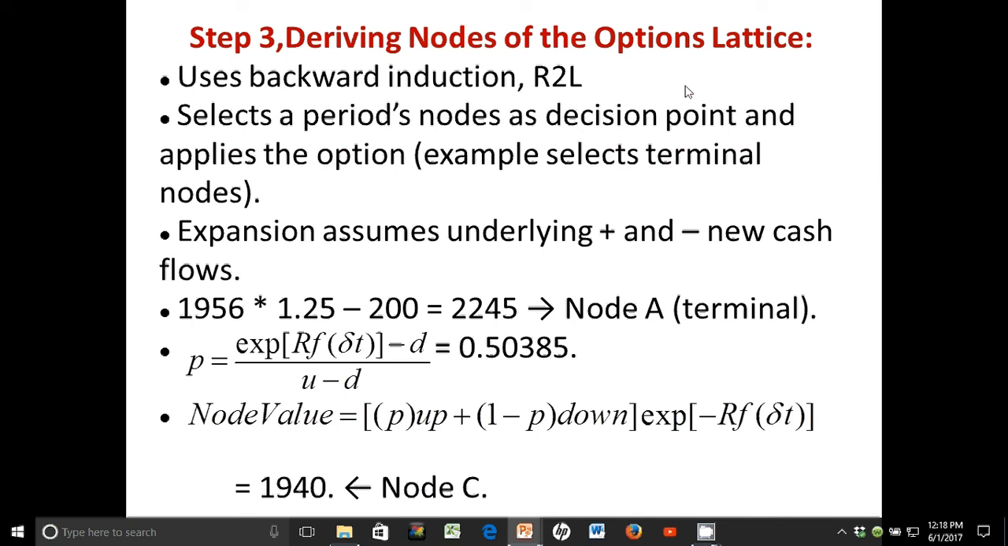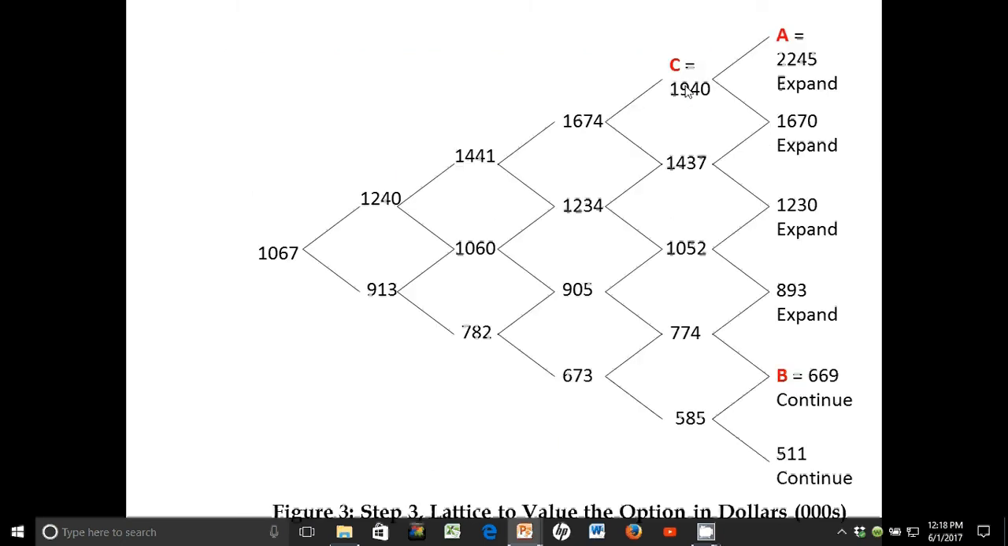To calculate node value, we use a risk-neutral probability for the up jump U, shown by the formula for P. With P determined, we can plug this value and the other known factors into the node value formula. Our completed options lattice shows the node values calculated from right to left.